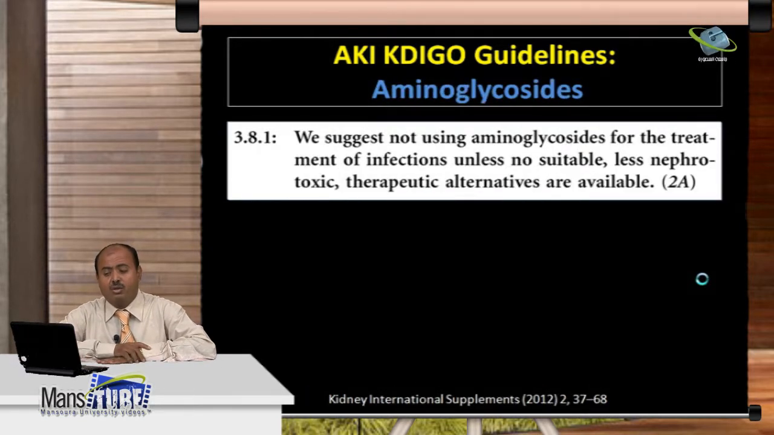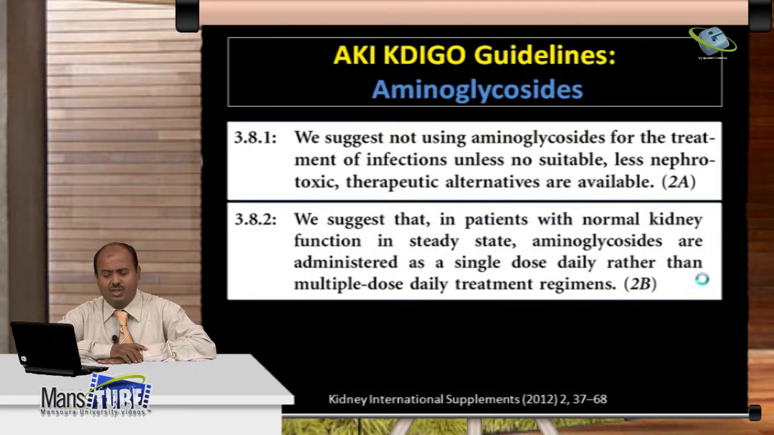Regarding the usage of aminoglycosides, and this is one of the preventive methods, we don't like non-steroidal drugs, and we don't like aminoglycosides because we are concerned with their relation with acute kidney injury. So the kidney guidelines suggested not using aminoglycosides for treatment of infections unless no suitable, less nephrotoxic therapeutic alternatives are available. And they suggested that in patients with normal kidney function, in a steady state, aminoglycosides be administered as a single daily dose rather than multiple daily dose treatment regimens.